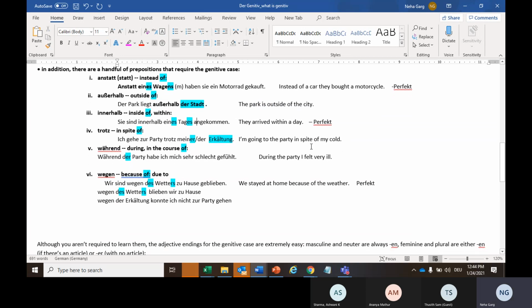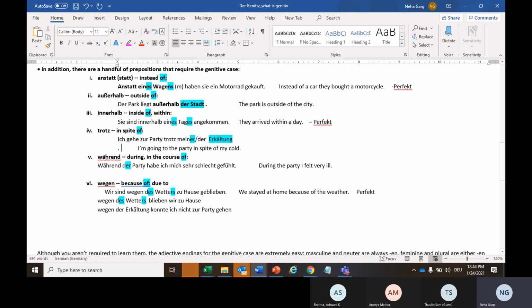Dann wir haben trotz. Das ist in spite of. Ich gehe zur Party trotz meiner Erkältung. Erkältung, that means cold. Das ist die. So that will change to der. So either meiner Erkältung oder der Erkältung.